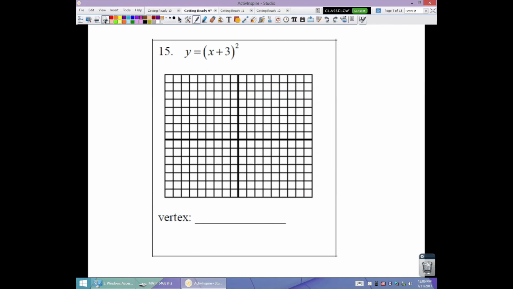And 15, we are going to go left 3. So remember, when the change is a horizontal shift inside the parentheses here, we go opposite the sign that we're looking at. So we're looking at a plus, we're going to the left. So move left 3, 1, 2, 3. No vertical shift, no dilation, no reflection. So vertex -3, 0. When I go to side 1, up 1. To the side 2, up 4.